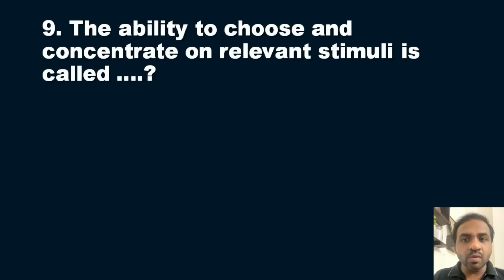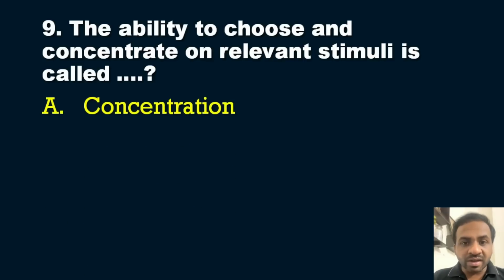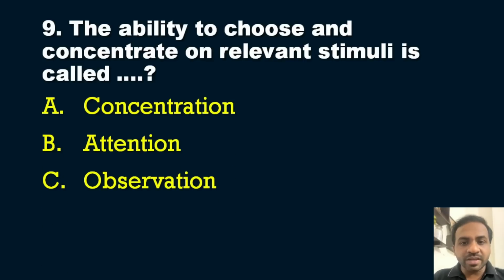I think we can move on to the 9th question in our series. The question is, the ability to choose and concentrate on relevant stimuli is called dash. A question from psychology. The options are option A concentration, option B attention, option C observation, and option D perception.